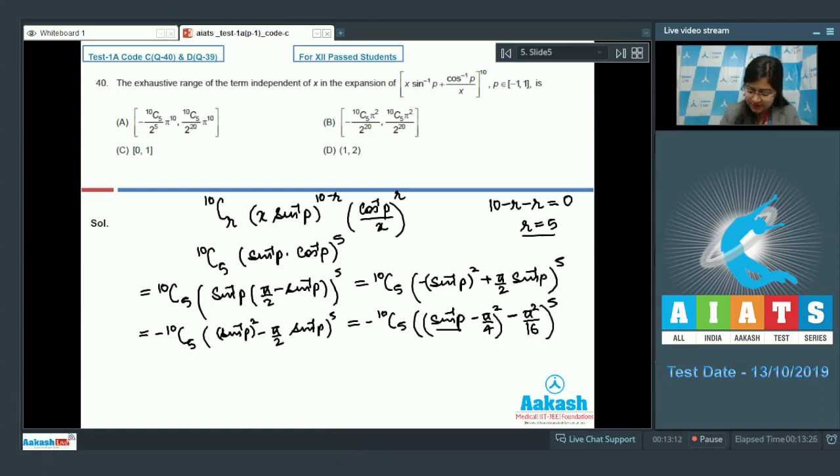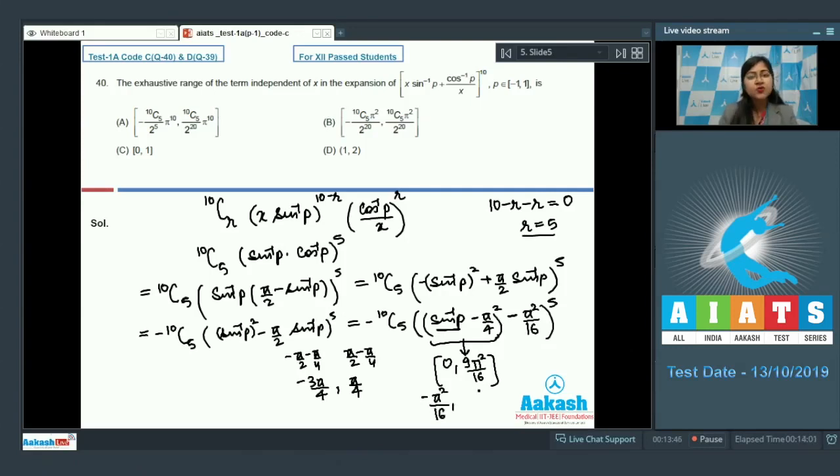Now we know that sin inverse p goes from minus pi by 2 to pi by 2. So sin inverse p minus pi by 4 will go from minus 3 pi by 4 up till pi by 4, and if we take its square, then its square will go from 0 to 9 pi square by 16. Is that right? Now subtracting pi square by 16, we get minus pi square by 16 up to 8 pi square by 16, that is pi square by 2.